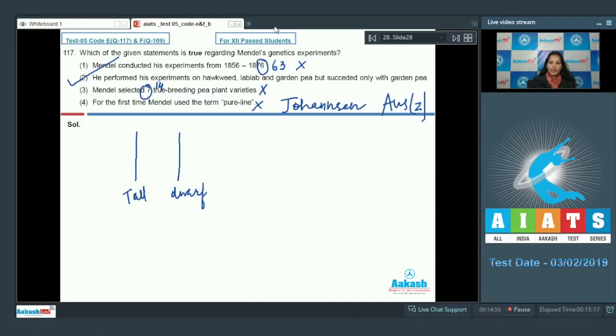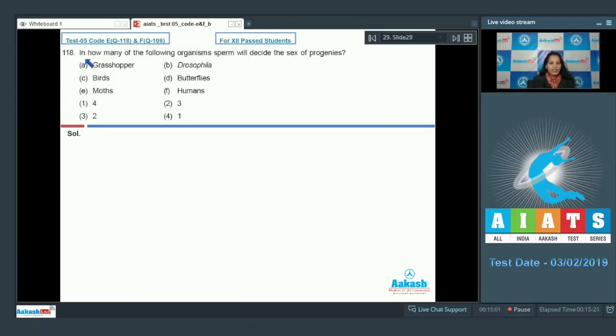Let's move on to the next question. Question number 118. In how many of the following organisms sperm will decide the sex of the progenies? A. Grasshopper, B. Drosophila, C. Birds, D. Butterflies, E. Moths, F. Humans. First option 4, second 3, third 2, fourth 1.